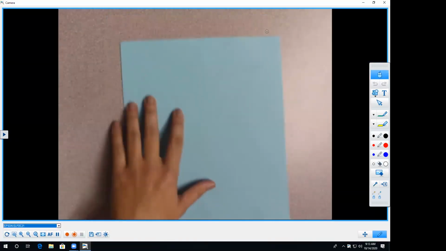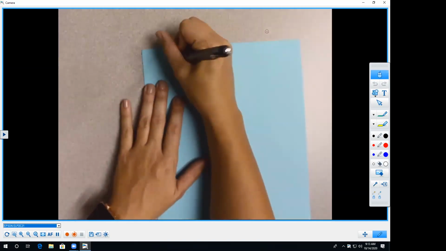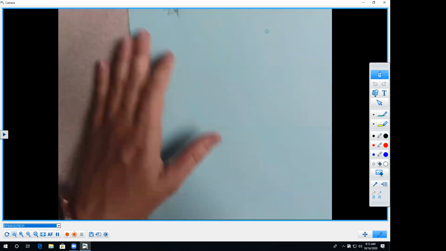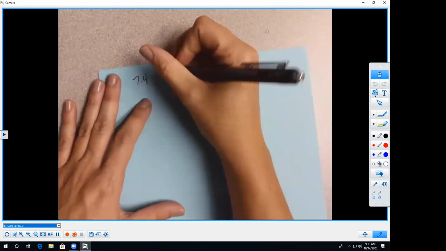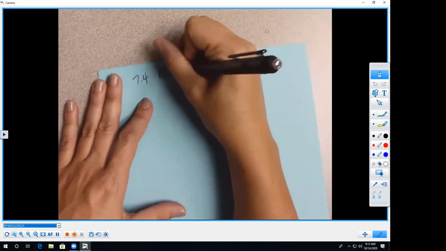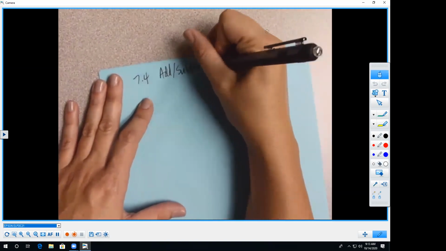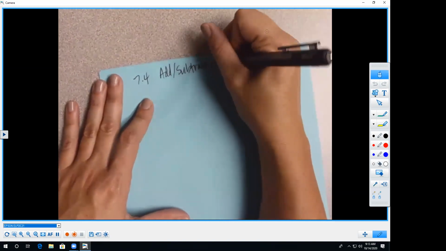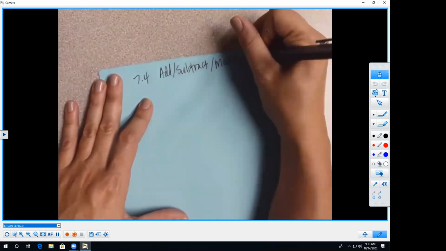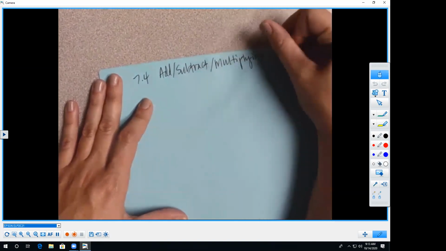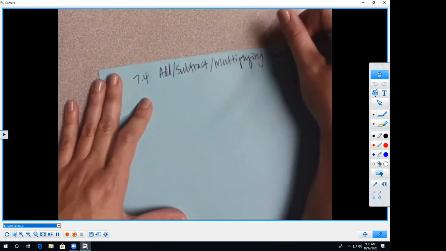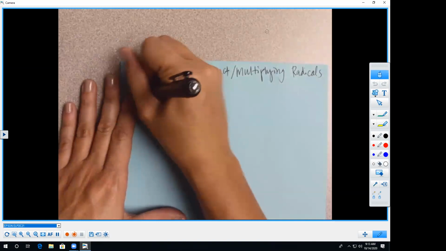Okay, so this is section 7.4. We're going to talk about adding, subtracting, and multiplying radicals. Next time we will pick up on dividing radicals.